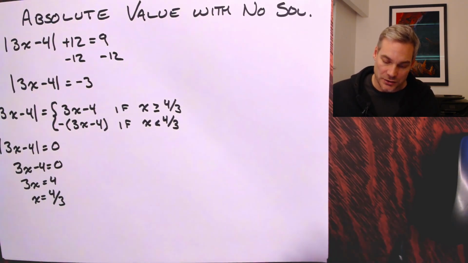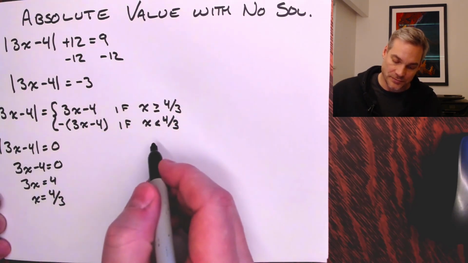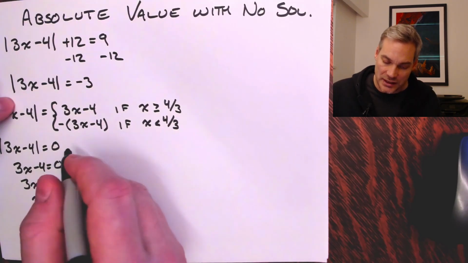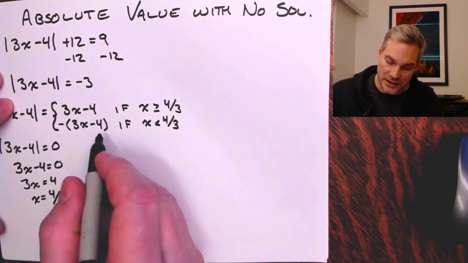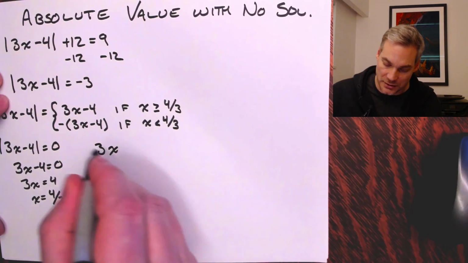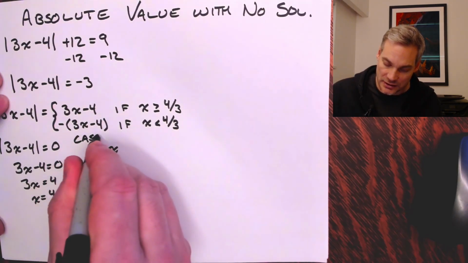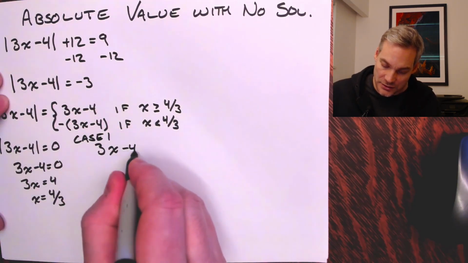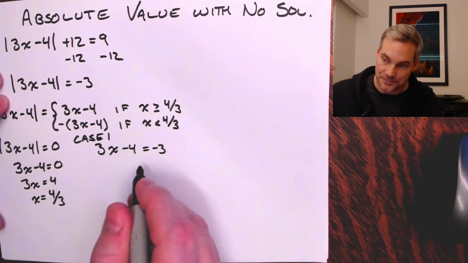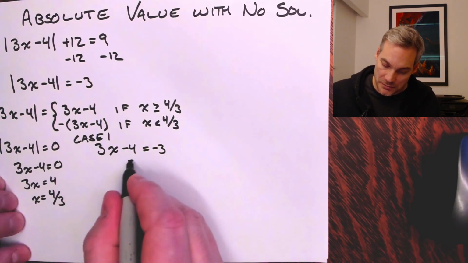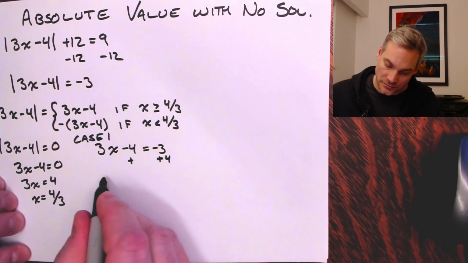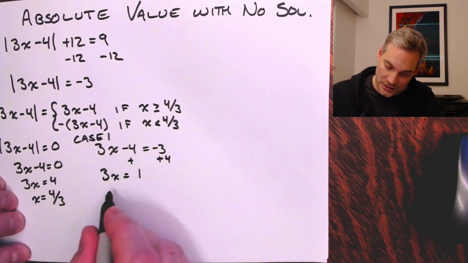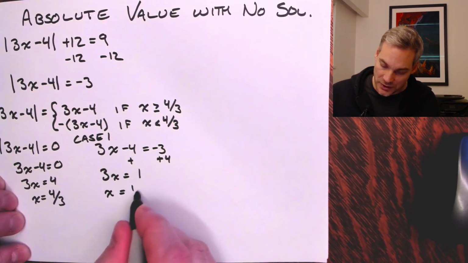Okay, so now I've checked this. Now let's actually go through and see if we can make this equate. I'm going to check my case 1. So I have 3x - 4 = -3. I add 4 to both sides, so I have 3x = 1, and now I have x = 1/3.